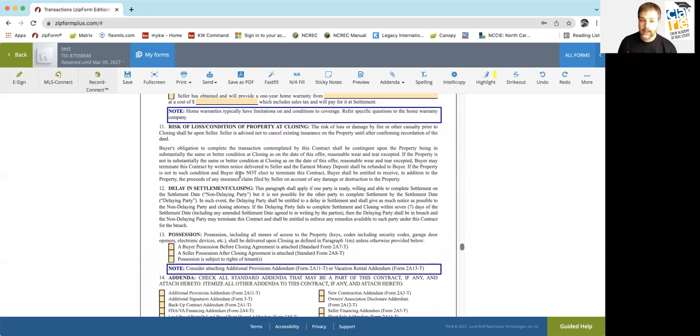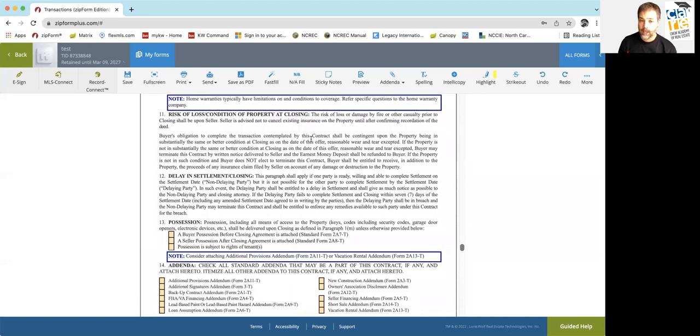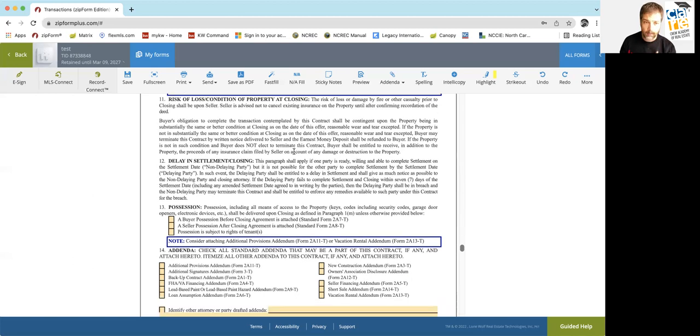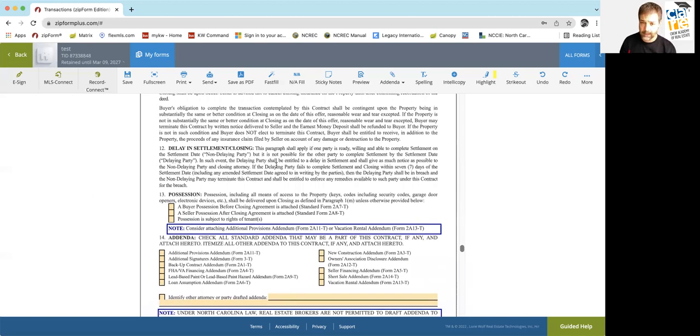Risk of loss or condition, paragraph 11 basically says if the house burns down while we're under contract, the seller is obligated to give the buyer the option of receiving the insurance money to rebuild it, or the buyer could essentially terminate the contract without penalty and be reimbursed because the sale could not consummate as planned. Paragraph 12, this is what I was talking about with the delay of settlement. Notice now that it is a 7-day delay. It used to be 14 days.